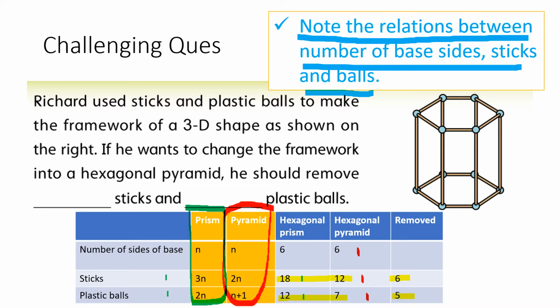So method 1, you can just count on the picture to help you to find the number of sticks and plastic balls, or you can use method 2. Okay, look at the relations. You can also count the number of sticks and plastic balls and then do the comparison.